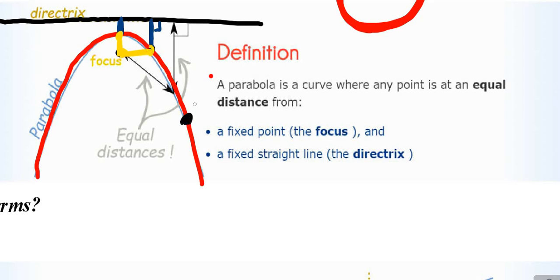One more time. Ready? From another point directly to the directrix at a right angle, and from the focus to the same point. Once again, you will notice that this distance and this distance are the same distance. So by definition, a parabola is a curve where any point on the curve is equal distance to both a focus and a directrix.